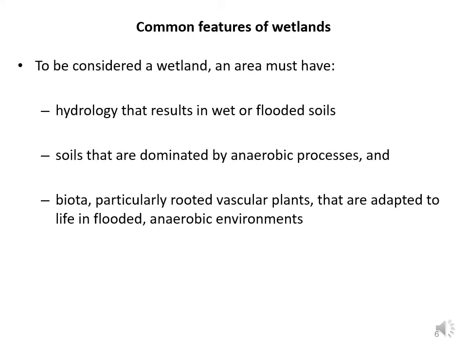So in other words, those are the common features of a wetland: the hydrology that results in wet or flooded soils, soils that are dominated by anaerobic processes, and the biota, particularly rooted vascular plants that are adapted to life in flooded anaerobic environments. I would like at this moment to ask you to recall or go and look at what anaerobic processes are. Do you still remember them from our previous classes? If not, please go back and take note. In the next class we meet, I would like you to explain to me what these anaerobic processes are.